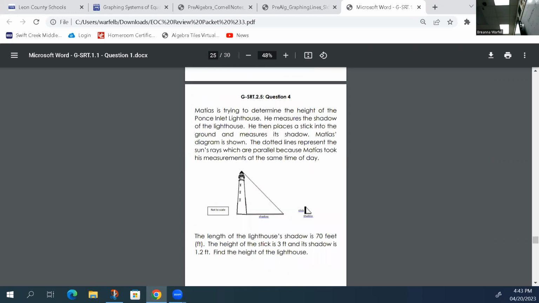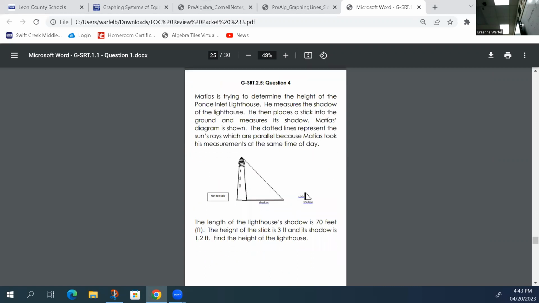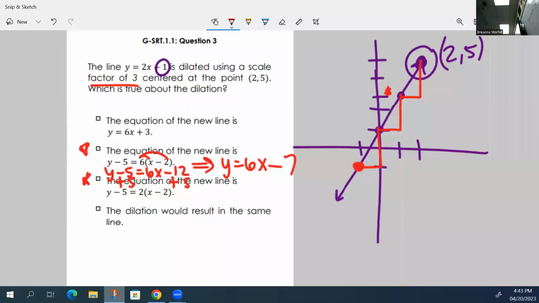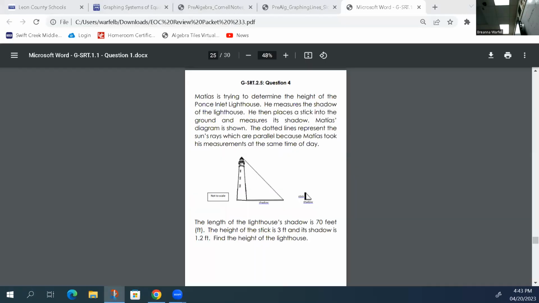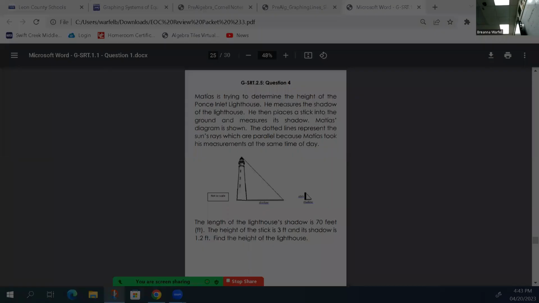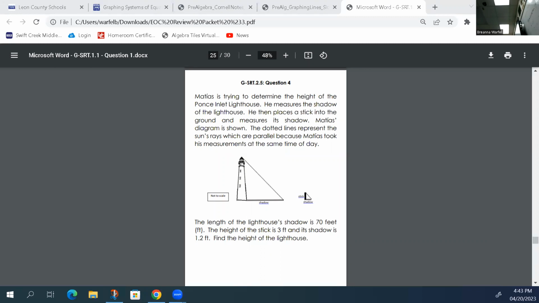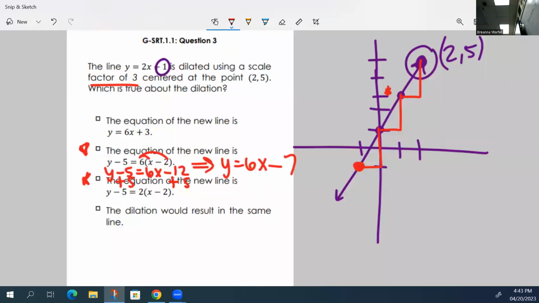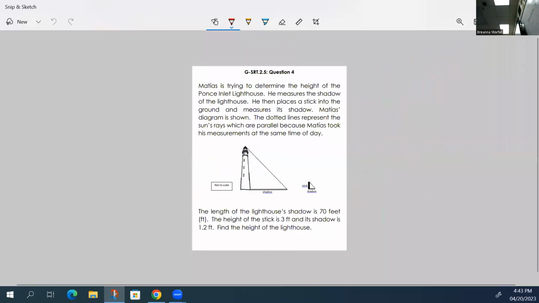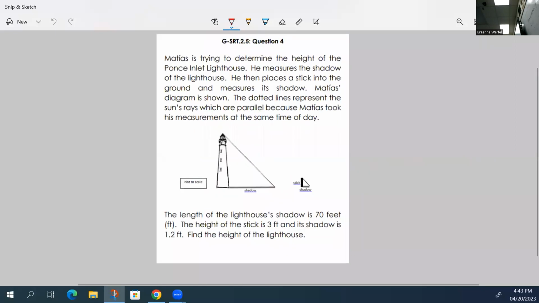Okay, let's get to some of the triangle ones because I think these are going to be easier for y'all to do today anyways. So let's get to number 15. So this is still a dilation problem.